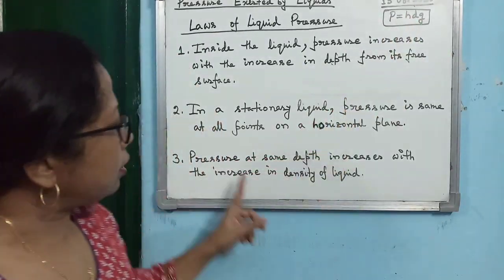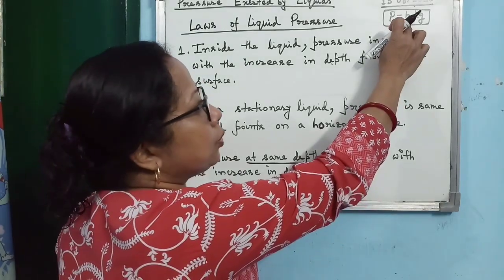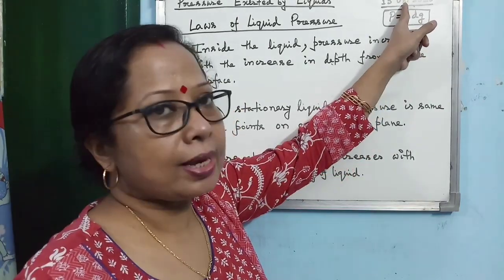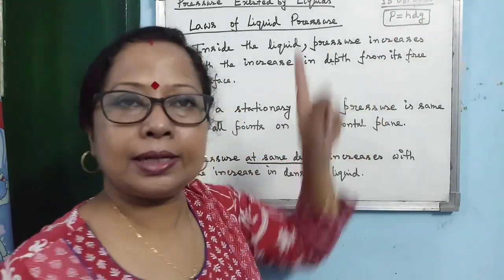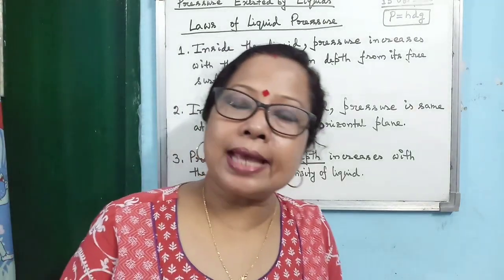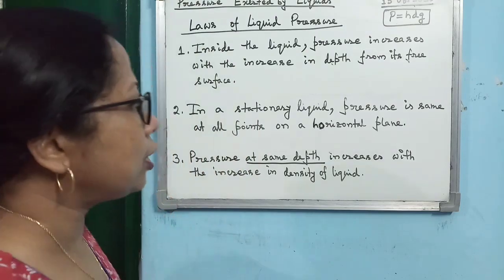So here you see what is given: at the same depth, means you are keeping H constant. So you see, if you increase D, P will increase. If you decrease D, P will decrease. So that is the statement of the third law: at the same depth, pressure increases with increase in density of the liquid.